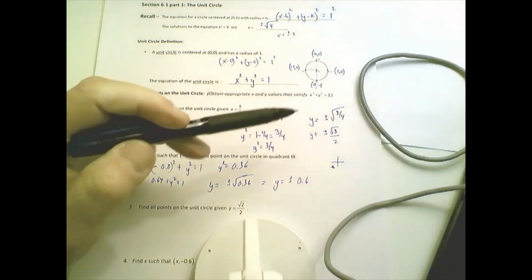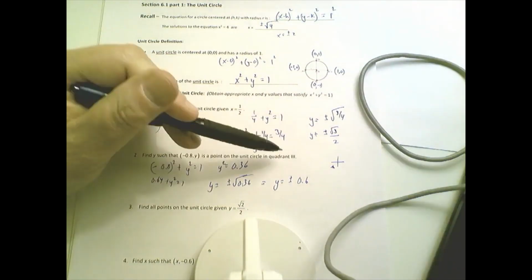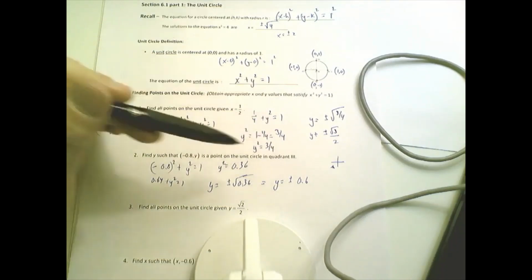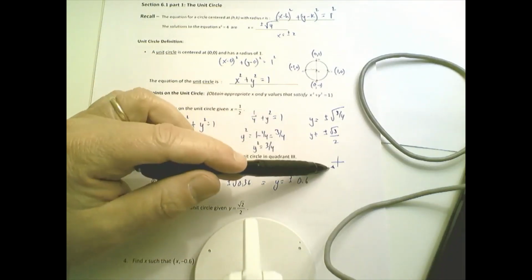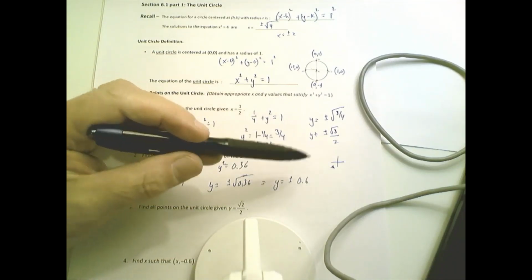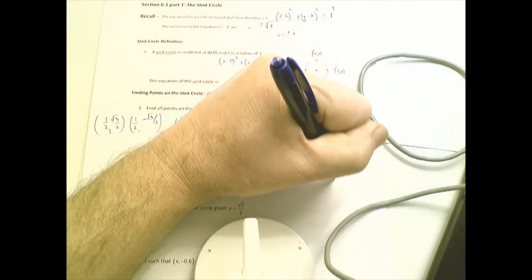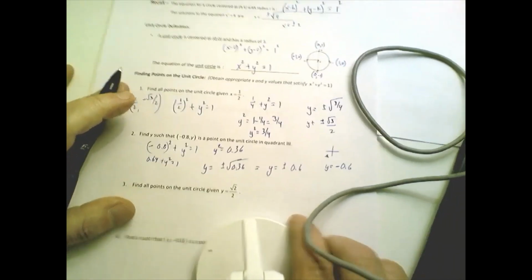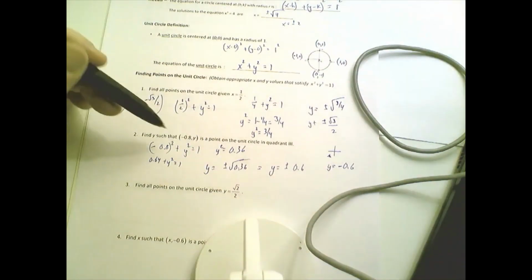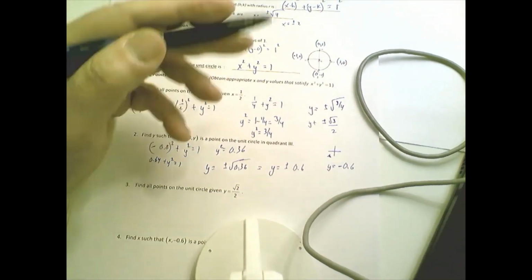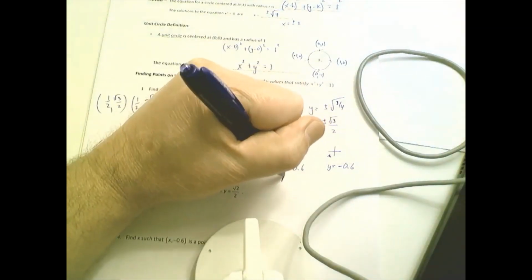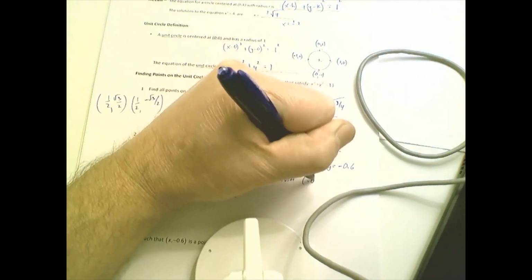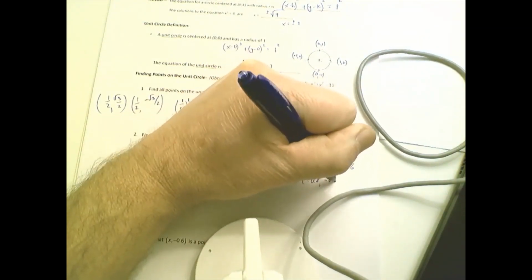I need to have my point be specifically in what quadrant? Quadrant 3. What do I know? In quadrant 3, my y coordinate better be negative. I'm going to want my y to be equal to negative 0.6. That's the value that I need. What's the point on the unit circle that satisfies this? My point would be negative 0.8, negative 0.6.